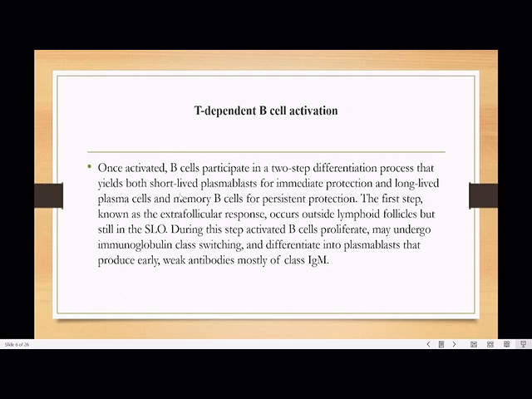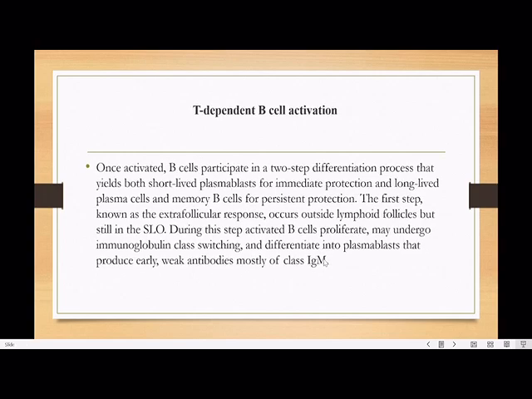The first step is known as the extrafollicular response. This occurs outside the lymphoid follicles but still in the secondary lymphoid organs. During this step, activated B cells proliferate and may undergo immunoglobulin class switching and differentiate into plasmablasts that produce early and weak antibodies, mostly of the IgM type.